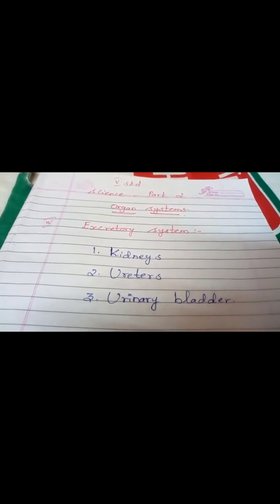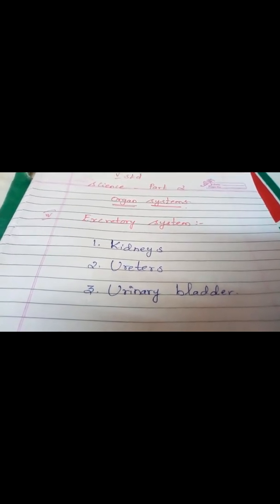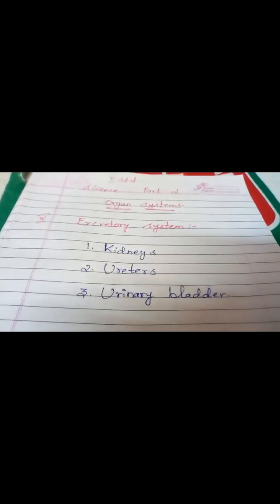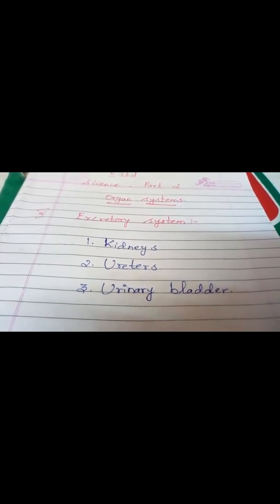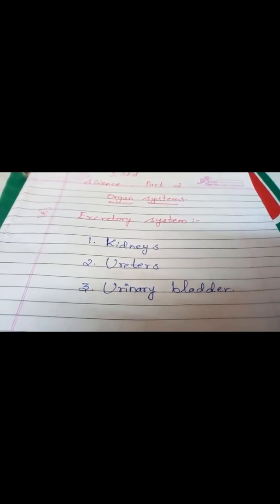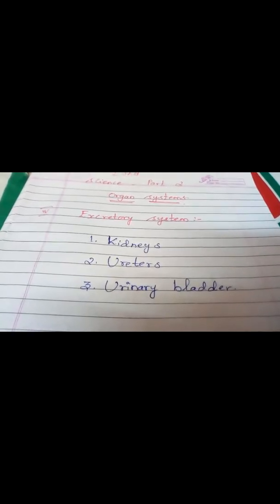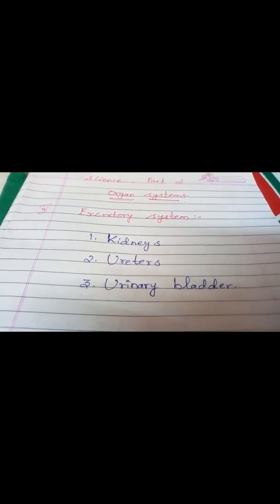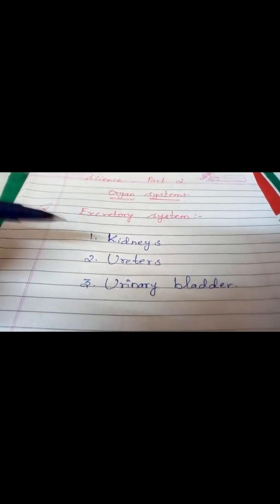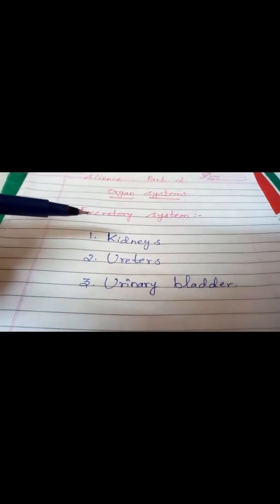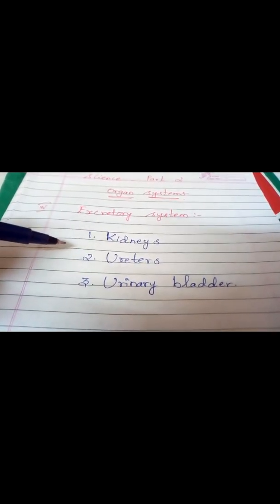Okay, let's see about the excretory system. Excretory system removes the waste products from the body. It also regulates water and electrolyte balance. Kidneys, lungs, liver and skin together function as excretory organs. Excretory system consists of the following. First one is kidneys. Second one is ureters. Third one is urinary bladder.